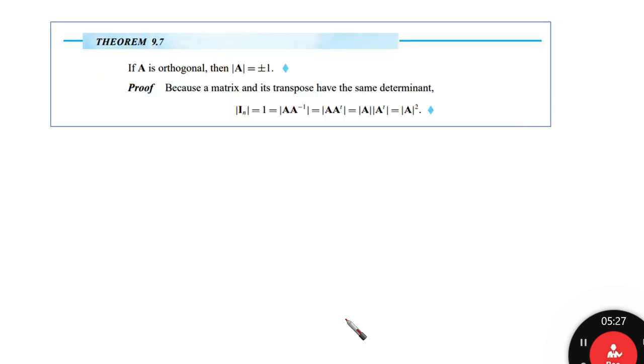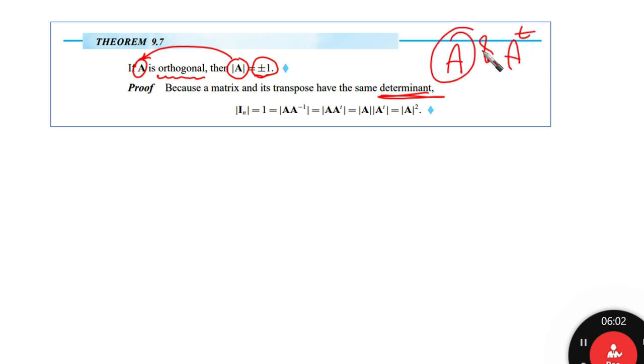Now let's put the theorem so that we can always remember it. If A is orthogonal, then the determinant of A is 1 or minus 1. The issue here is the orthogonality. The proof is very easy actually, because a matrix and its transpose have the same determinant, right? For example, the determinant of IN, what is the determinant of IN? It equals what?